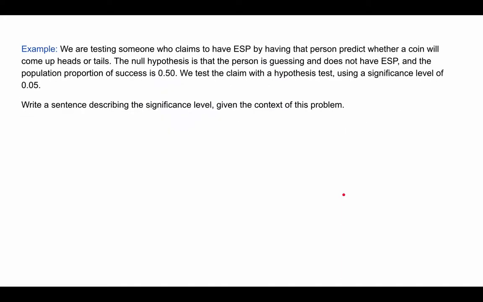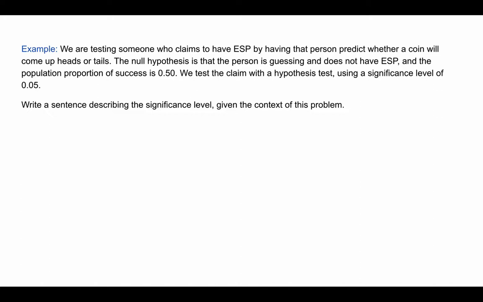Okay, let's look at an example. We are testing someone who claims to have ESP by having that person predict whether a coin will come up heads or tails. So ESP means you're like psychic. You can make a guess about something that's going to happen before it happens. Extrasensory perception. Okay, so the null hypothesis is that the person is guessing and does not have ESP. So they can't predict the future. Someone's going to flip a coin and they're going to guess if it's heads or tails, and they're going to guess wrong half the time and right half the time.